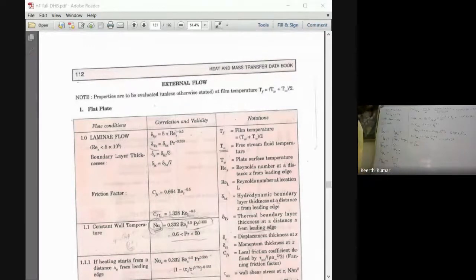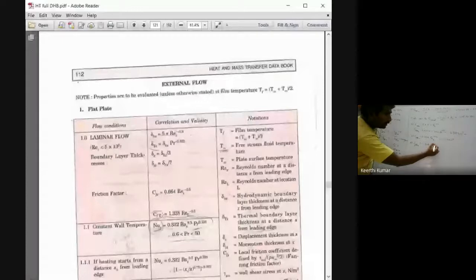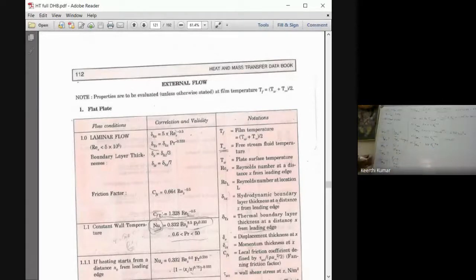Average. This is also there in that formula sheet. No need to worry. What is the formula for this? Average CFX at the bottom, it is there. 1.328 Re_L to the power of minus 0.5. You observe here. In that equation, he has given L, correct?